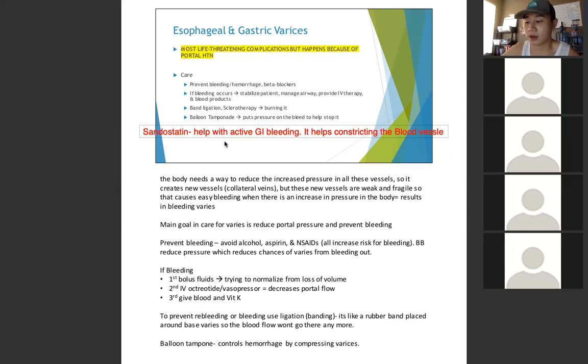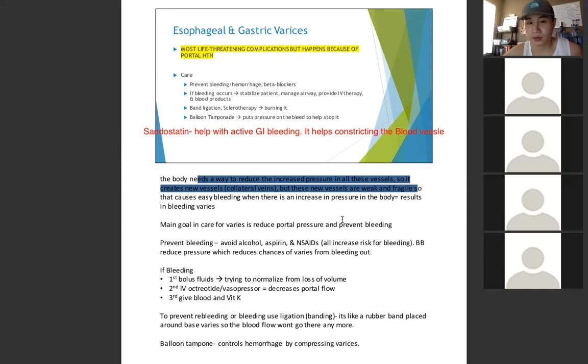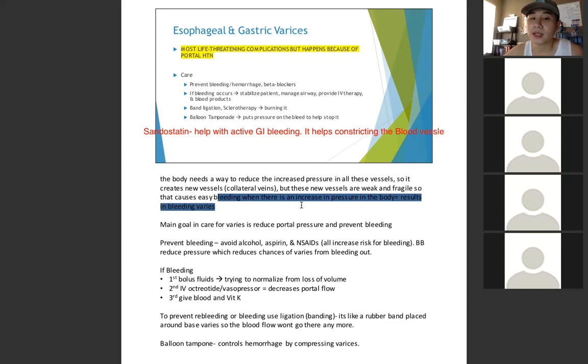So the body needs a way to reduce the increased pressure in all these vessels. So it creates new vessels, collateral veins. But these new vessels are weak and fragile, so that causes easy bleeding when there's an increase in pressure in the body, resulting in bleeding varices.